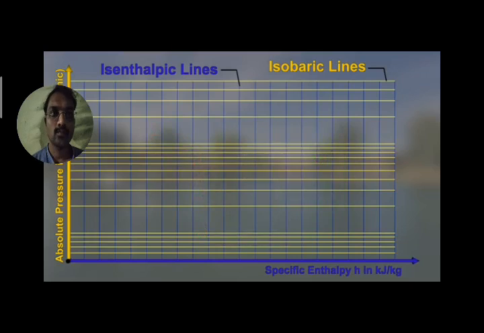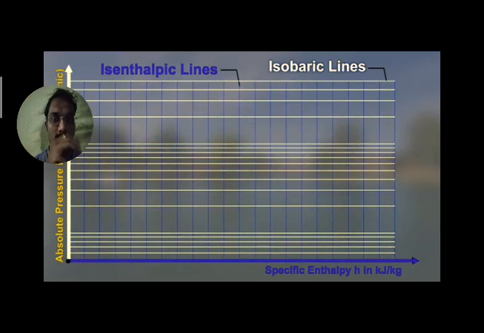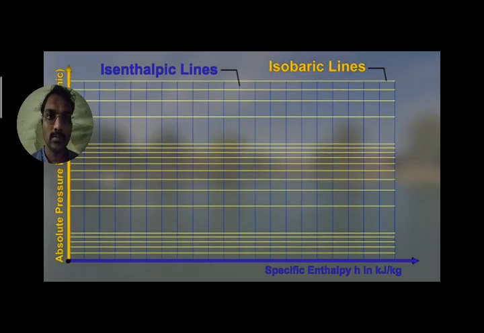While the specific enthalpy H on the horizontal axis is shown in a linear scale, the pressure P on the vertical axis is shown in a logarithmic scale. This can be seen in the distribution of the isenthalpic and isobaric lines.